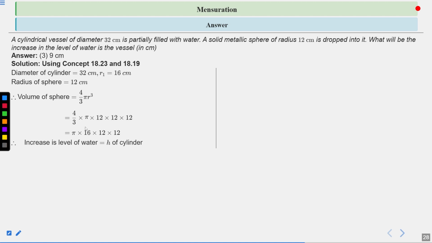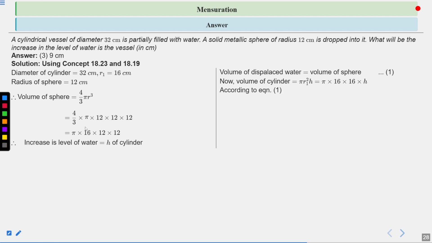The increase in the level of water in the cylinder, we can let it be h. The volume of displaced water is equal to the volume of the sphere. This is our first equation. Now the volume of the cylinder is pi r1 square into h, which equals pi into 16 into 16 into h, because we have the radius.